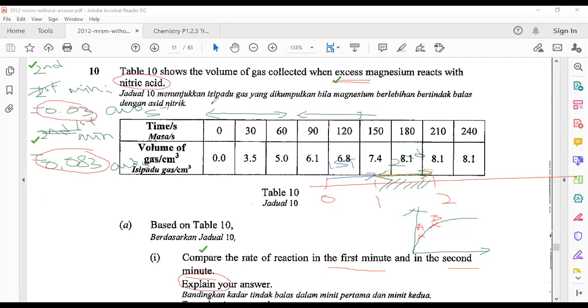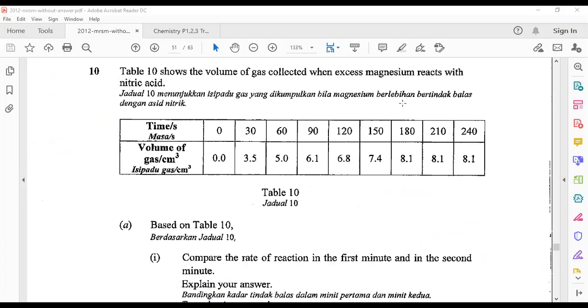Therefore, we are now going to say why the rate of reaction in the first minute is higher than the second minute. The reason is the concentration of the nitric acid decreases. I repeat, the concentration of the nitric acid decreases. Okay, I hope you are with me until here. Now we continue to the next part of the question.